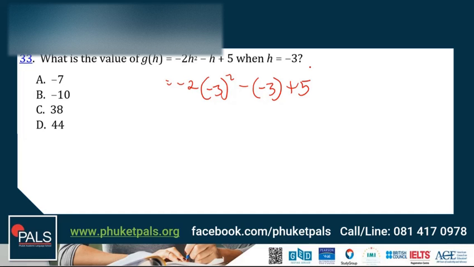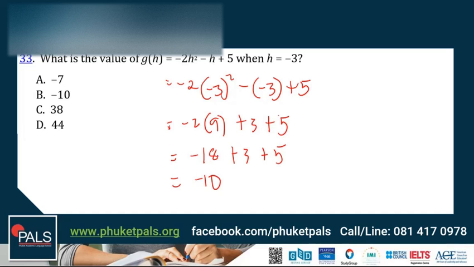of operations. We've got negative 2 times 9 plus 3 plus 5, and then negative 2 times 9 is negative 18 plus 3 plus 5. Add and subtract from left to right. The answer is negative 10. Letter B.